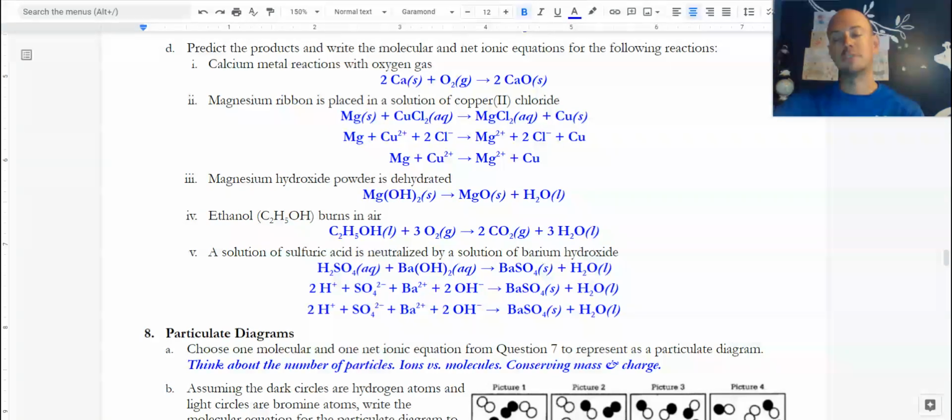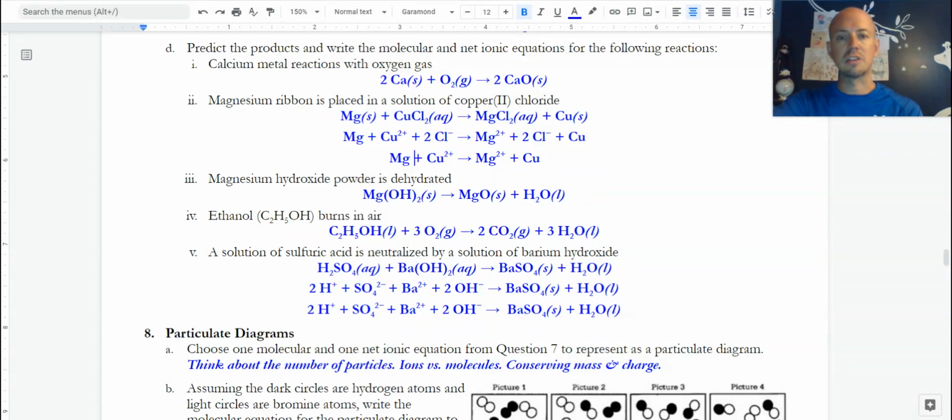Ethanol, which it gave us our formula, burns in air, and hopefully we know the element or the gas responsible for things burning in air is oxygen. So it's reacting with O2 in all combustions. And this is something you need to know. It makes CO2 and H2O.